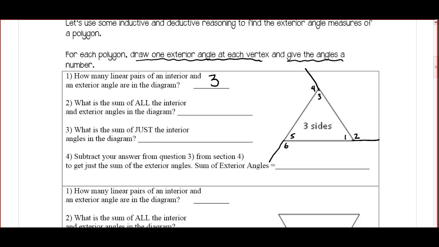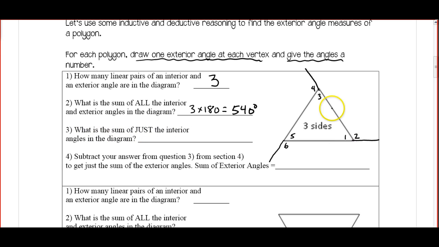So if we wanted to find the sum, what is the sum of all the interior and exterior angles? Well, I know that each linear pair is going to be 180, and I have 3 of them. So I have 3 times 180, which gives me 540 degrees.